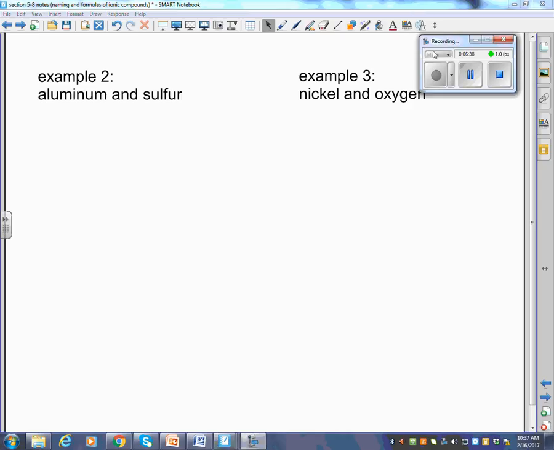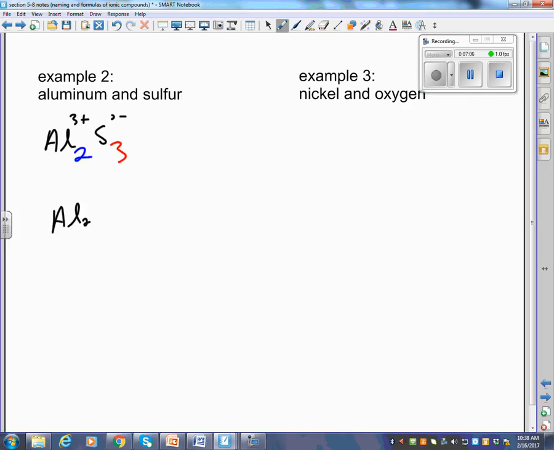Okay, well, let's do it the crisscross way. So aluminum and sulfur. Aluminum is a 3 positive, and sulfur is a 2 negative, right? So you crisscross them. I'm going to put a 3 there and a 2 there. So you just do what? And so your formula is Al2S3. How would I show that with manipulatives?